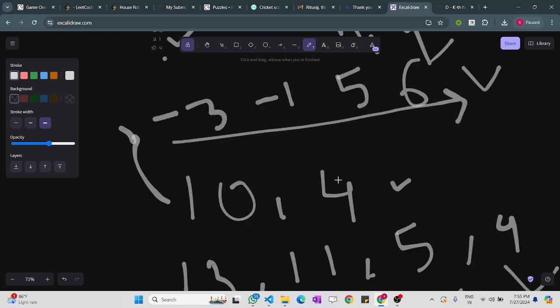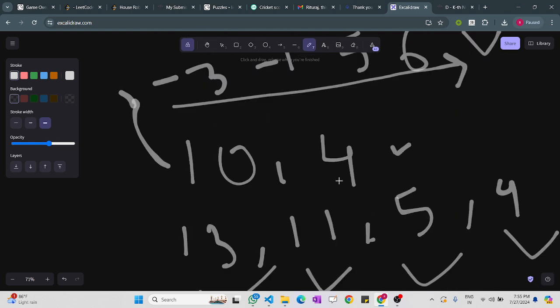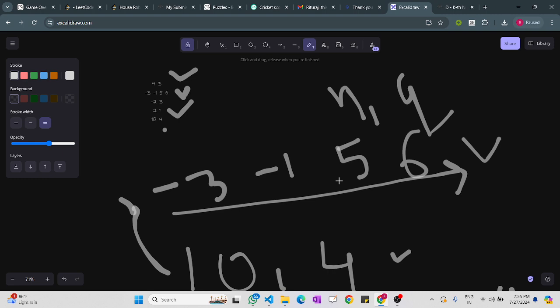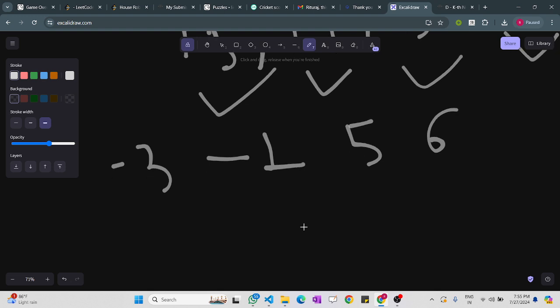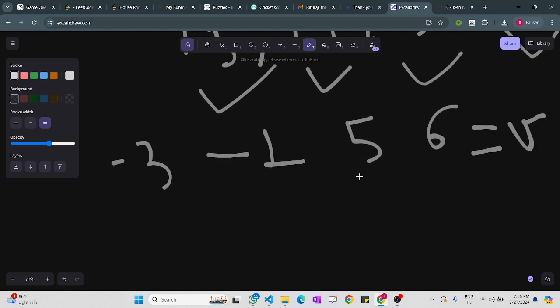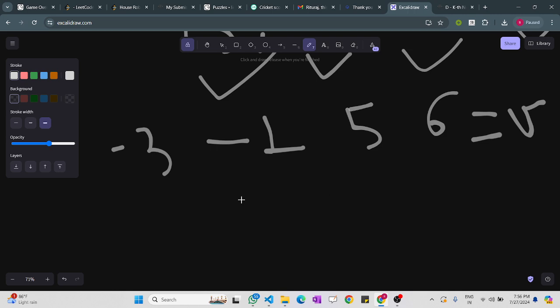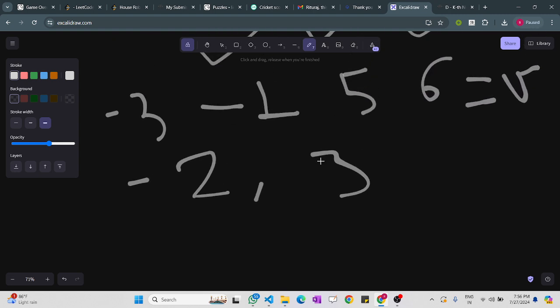Okay, so how will you do this? For solving this question, my first approach was, okay, let's copy this test case: -3, -1, 5, 6. This is what I have been given as vector v. And then suppose we take -2, 3 as one of the test cases to understand what I am telling here. What will you do?